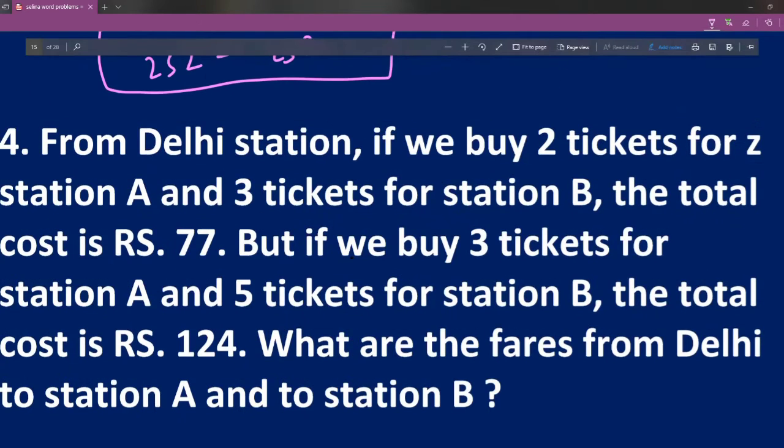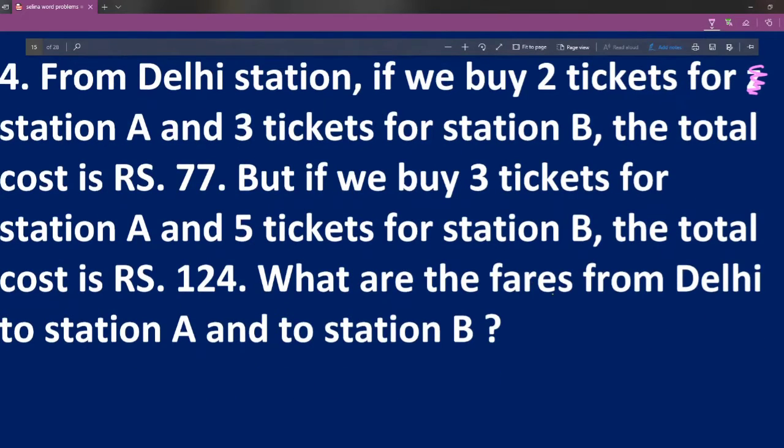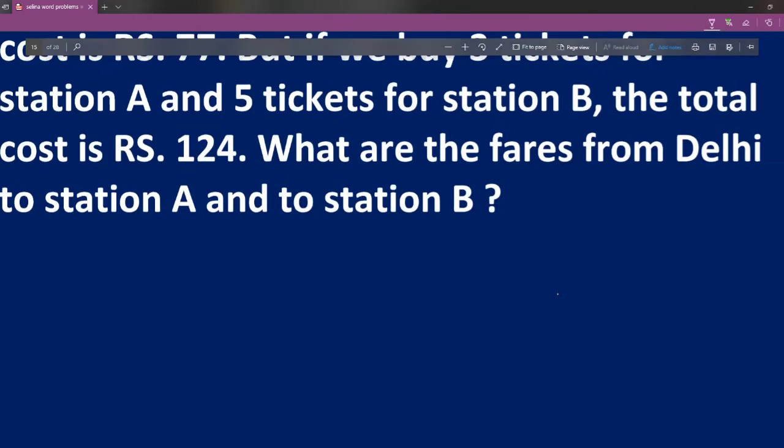Let us move to the next question. From Delhi station, if we buy 2 tickets for station A and 3 tickets for station B, the total cost is 77. But if we buy 3 tickets for station A and 5 tickets for station B, the total cost is 124. What are the fares from Delhi to station A and station B?